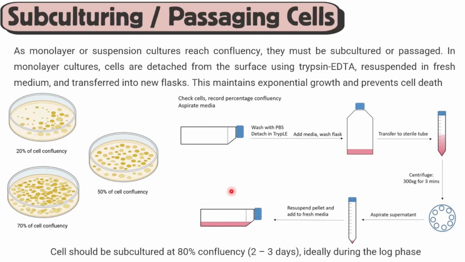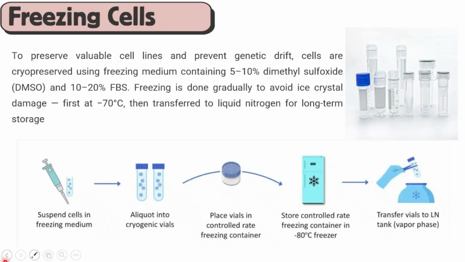Cells should ideally be subcultured at 80% confluency, which is about 2 to 3 days, ideally during the log phase. The log phase is the exponential phase in cell growth where they grow very fast before they enter the stationary phase. Now, during the process of cell culture technique, genetic drift might occur and cells may begin to lose their ability to inherit traits from one successive generation to another.